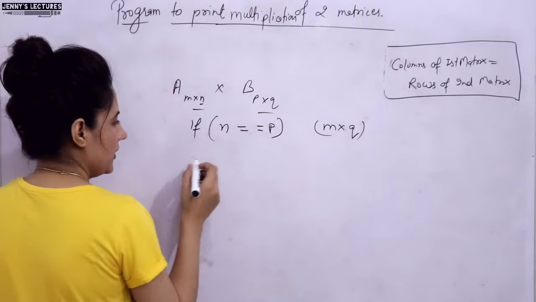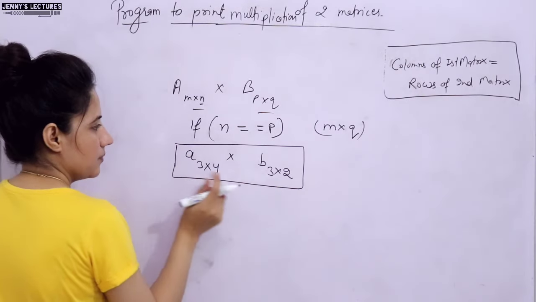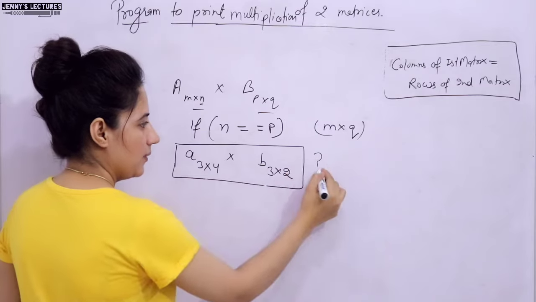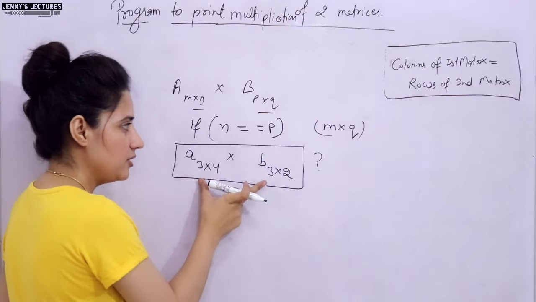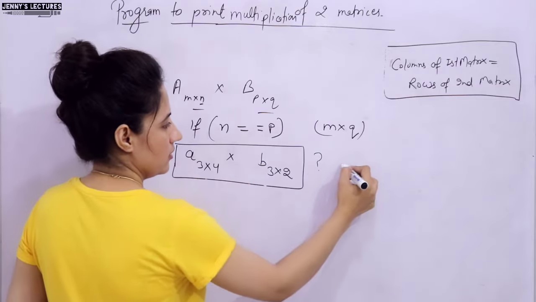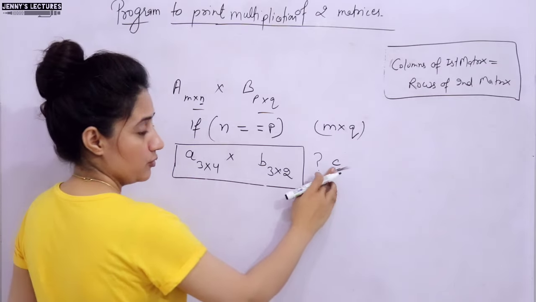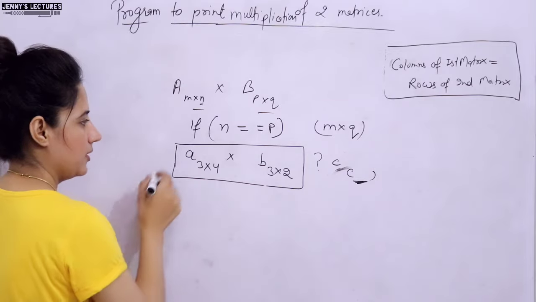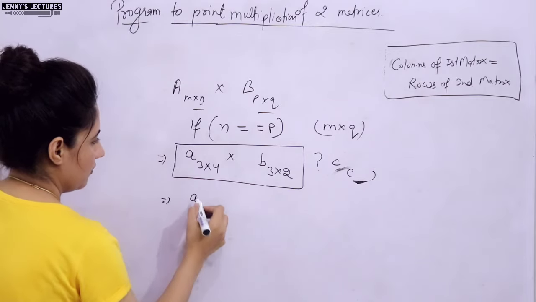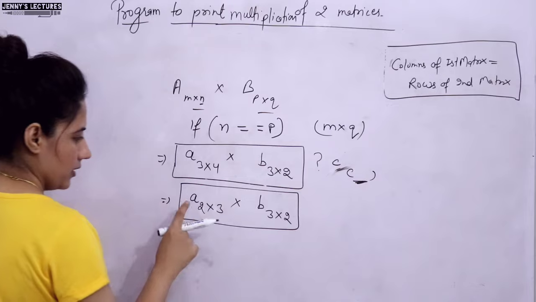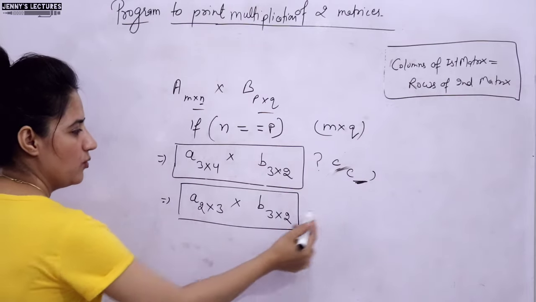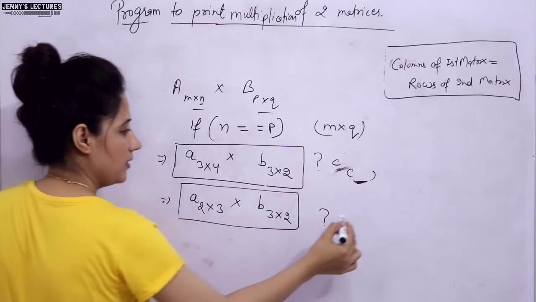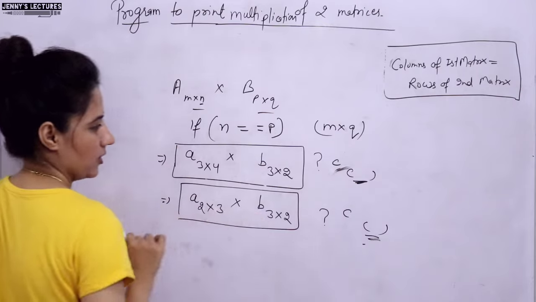So now the question is this. I want to multiply these. Can we multiply these matrices? And if we multiply them, what would be the size of C, the resultant matrix? You have to tell me in the comment box. And the second question: if I have a matrix where A is 2 into 3 and B is 3 into 2, can we multiply these? And if we can, find the size of the resultant matrix.